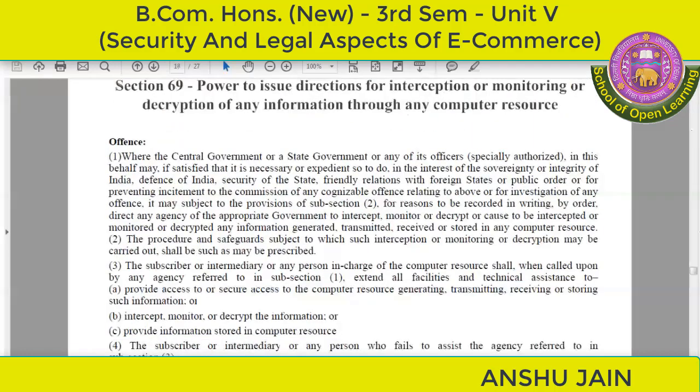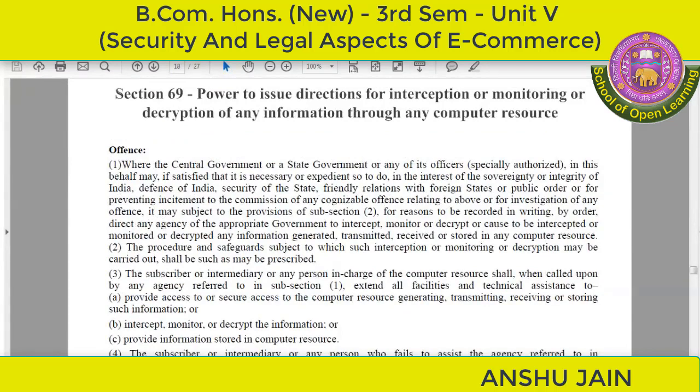Then we have Section 69. It talks about the power to issue directions for interception or monitoring or decryption of any information through any computer resource. Now, we discussed in previous lectures that when we share a file or data from one system to another system, we have the process of encryption and decryption, that is known as cryptography.